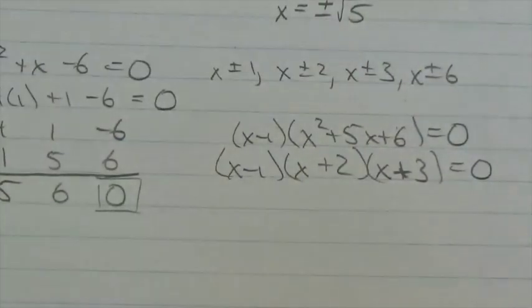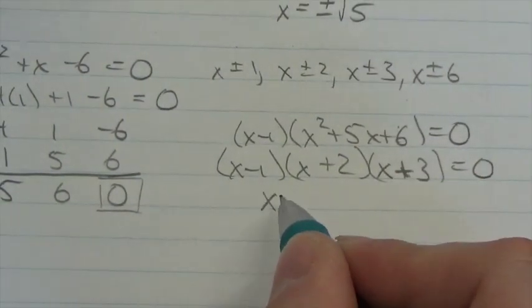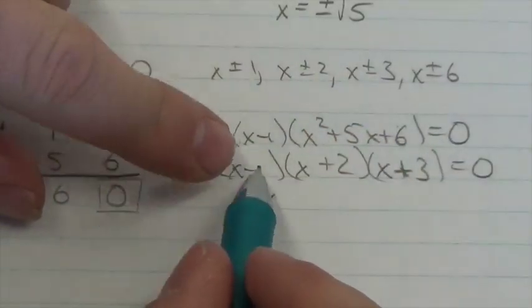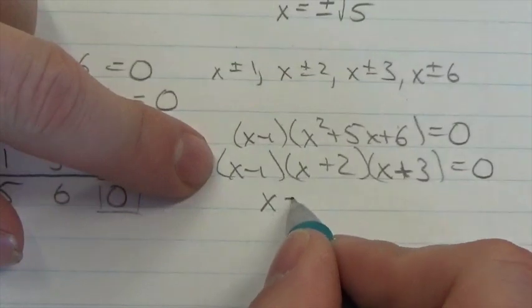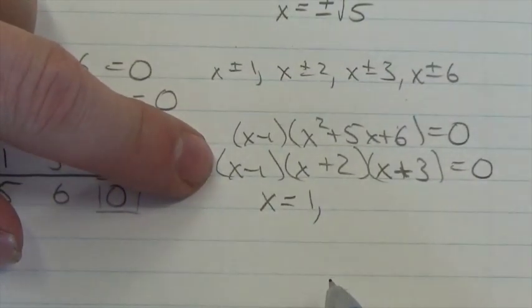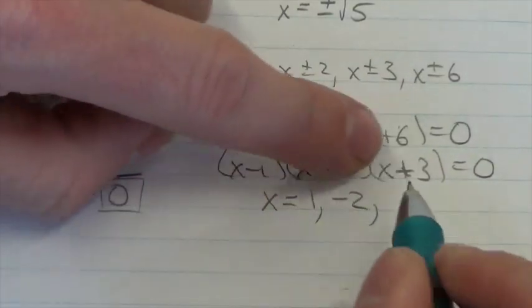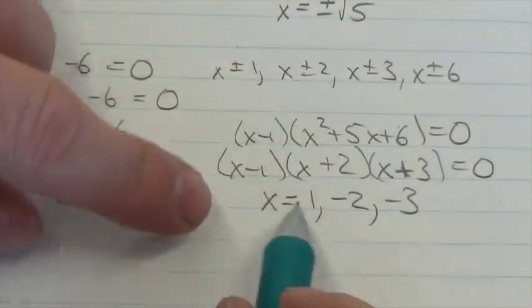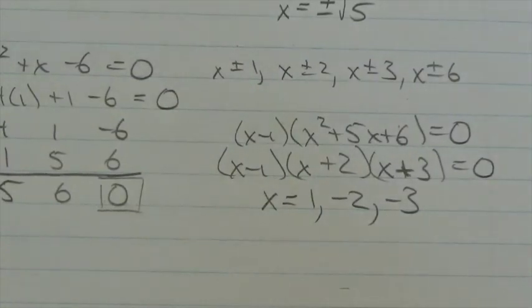Because if it wasn't, then I'm not stuck. Even if it's hard to factor, I can still use the quadratic formula and that'll work. But now I factored that down, okay? I can now find the root from each of these little linear factors. So with x minus 1, I know that x could be 1. X plus 2, x could be negative 2. X plus 3, x would be negative 3. And so there's my 3 roots: 1, negative 2, and negative 3. Awesome.